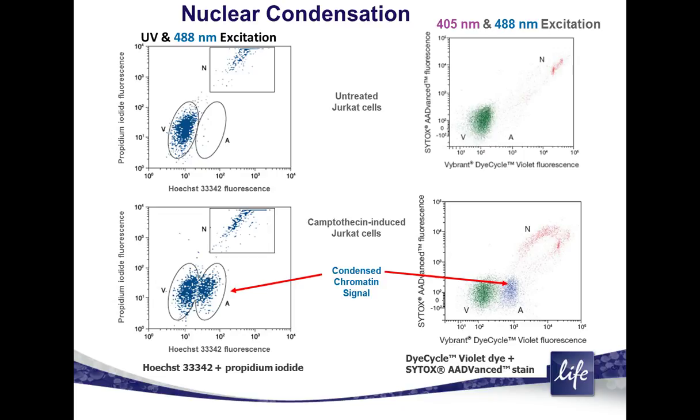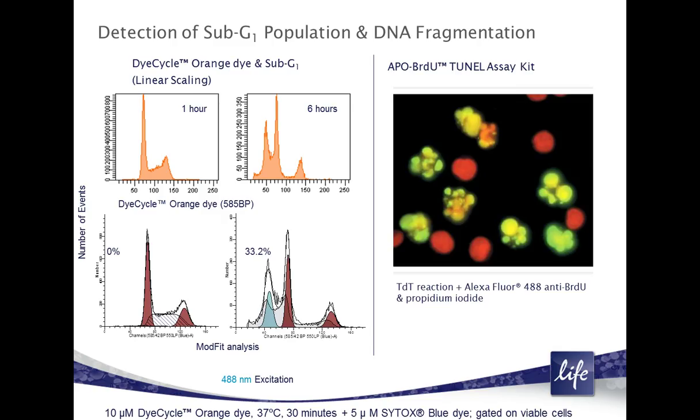Hoechst is not excited with violet lasers very well, and you can get a better resolution with the DyeCycle Violet dye in the same manner, and these plots are shown on the right. We can see a different effect using the DyeCycle Orange cell-permeant dye. Here we can see a sub-G1 population that shows up in late apoptotic cells.